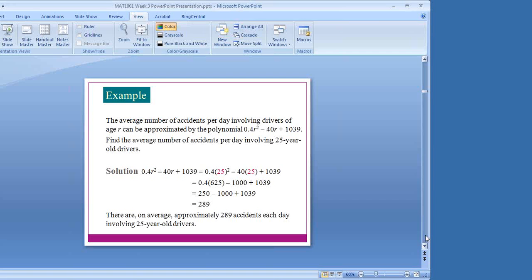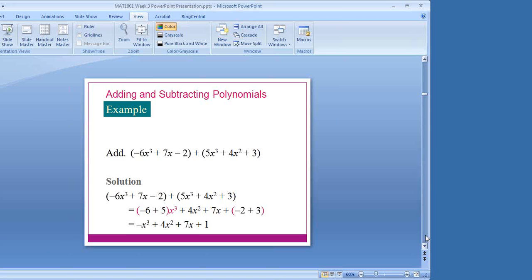And you see we come up with an answer of 289. So for whatever region this represents, there are 289 accidents each day involving 25-year-old drivers. And that's information that's pretty valuable when setting rates, if it were true.